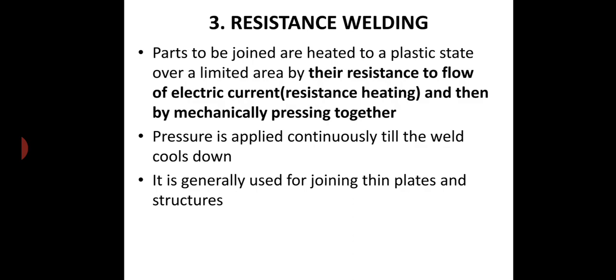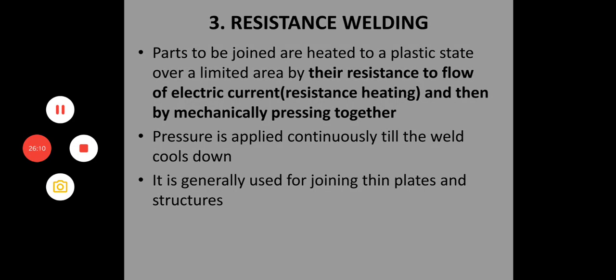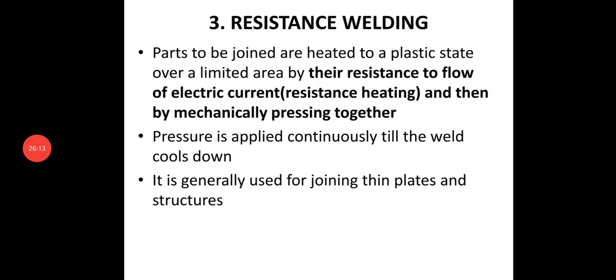Now we can have a brief discussion about resistance welding. Here the parts to be joined are heated to a plastic state. Here it's a plastic welding process. Over a limited area, you are utilizing the electrical resistance. You will have electric current passing through the area to be welded, and you can improve the resistance of that area. And if you are increasing that resistance, generally your heat generated will be more.